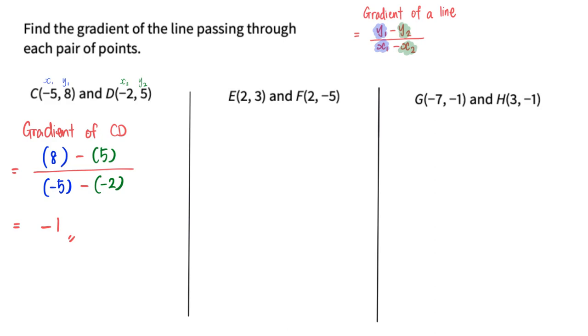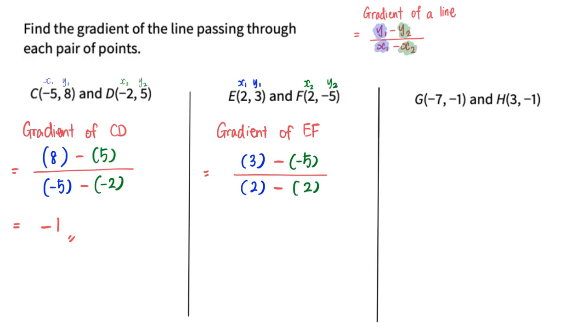And I'm going to replicate this for my next two pairs of points. So this will be my x1, y1, x2, y2, and therefore the gradient of EF again will be equal to my y1, 3, minus my y2, -5. x1 will be 2, minus my x2, 2.